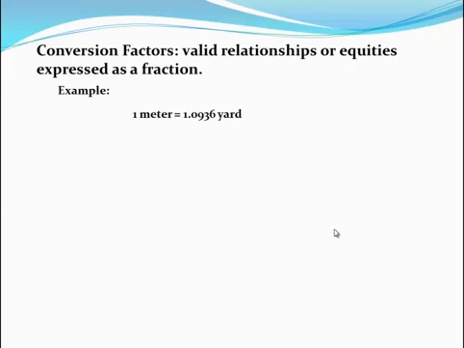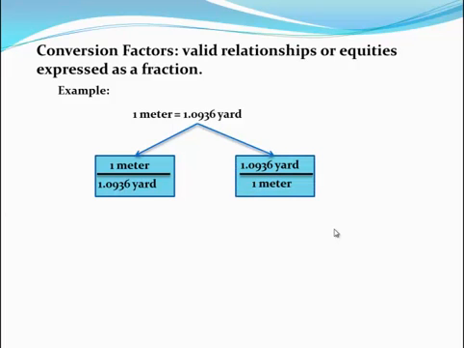We know 1 meter is equal to 1.0936 yard. That's the equality we're talking about: 1 meter equals 1.0936 yard. Mathematically, you can rearrange it. You can divide both sides by 1.0936 yard, and you can also do the other way: divide both sides by 1 meter. Those are the conversion factors.